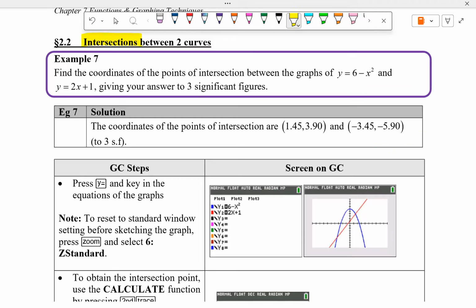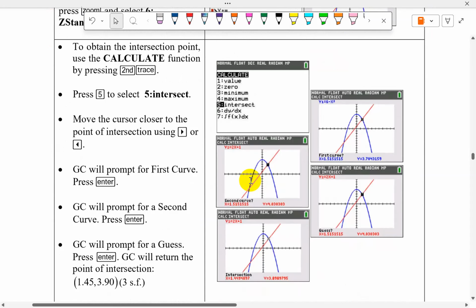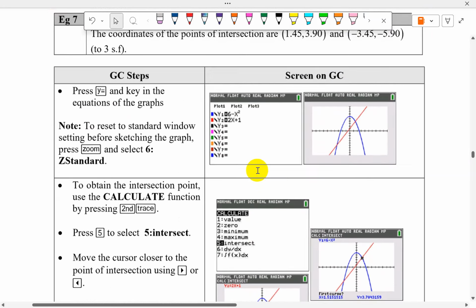Okay, so now they ask you to find the intersection between y equals to 6 minus x squared and y equals to 2x plus 1, rounding off your answer to 3SF. Okay, the step-by-step instruction is printed for you. So I'm just going to show you one of the points of intersection.